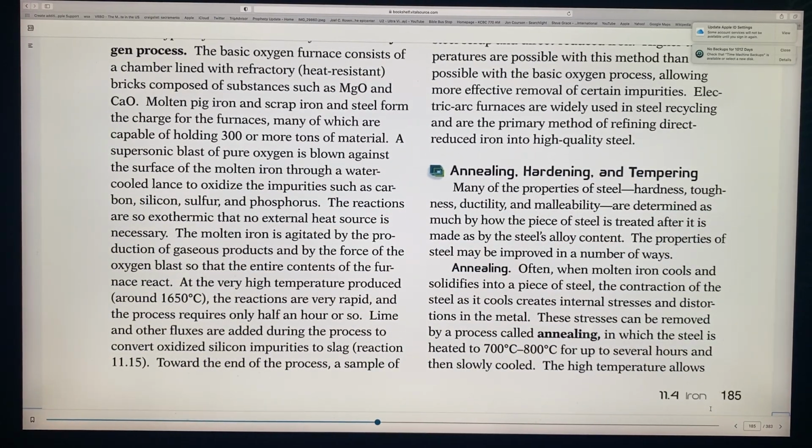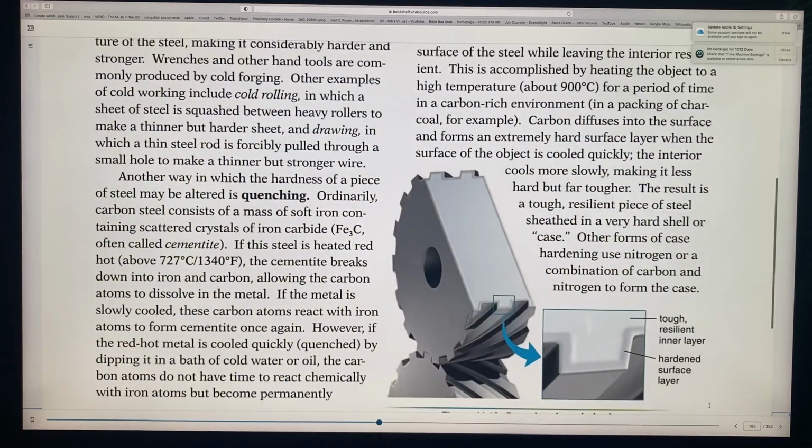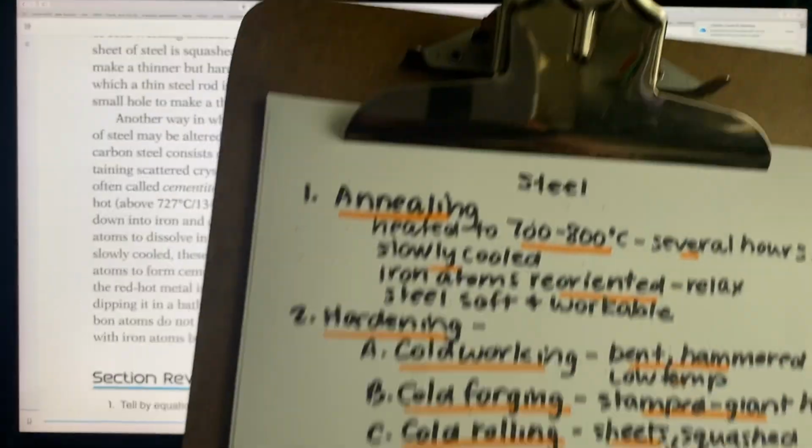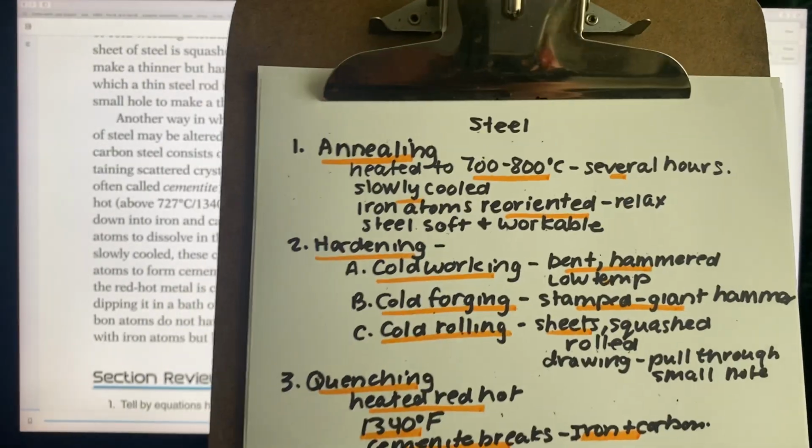But many of the properties of steel, hardness, toughness, ductility, and malleability, are determined as much by how the piece of steel is treated after it is made as by the steel's alloy content. So the properties of the steel may be improved in a number of ways. And these are the ways to improve on steel. So what are these ways? I'm going to go over these.